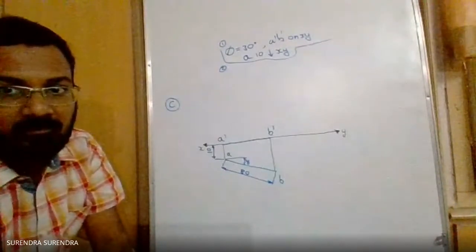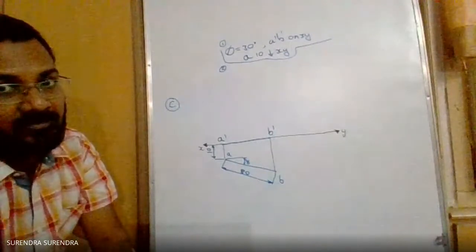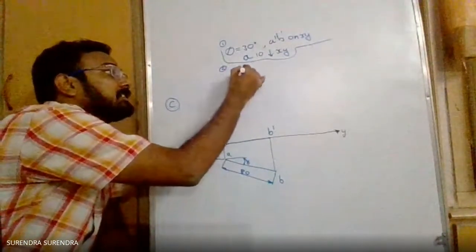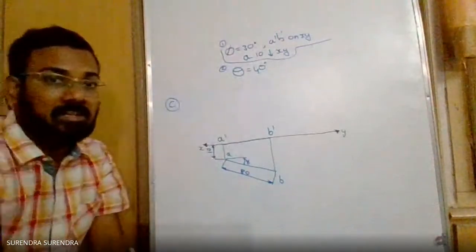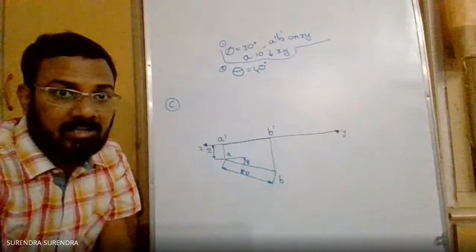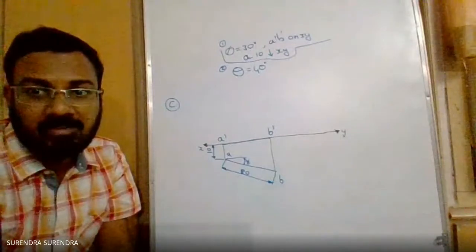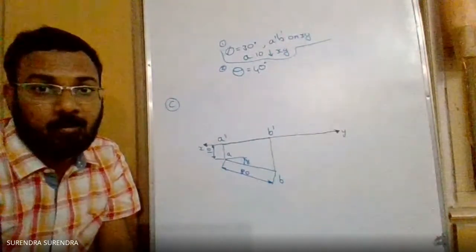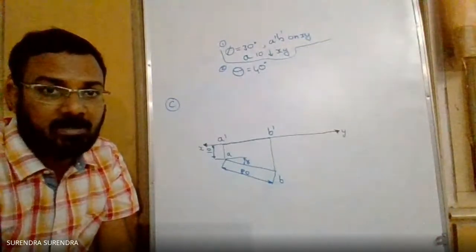Now C2, the line is inclined at 40 degrees to HP. So the inclination with the HP, theta equal to 40. The standard notation: inclination to HP with theta and inclination to VP with phi. And next, its one end is 15 mm above HP.